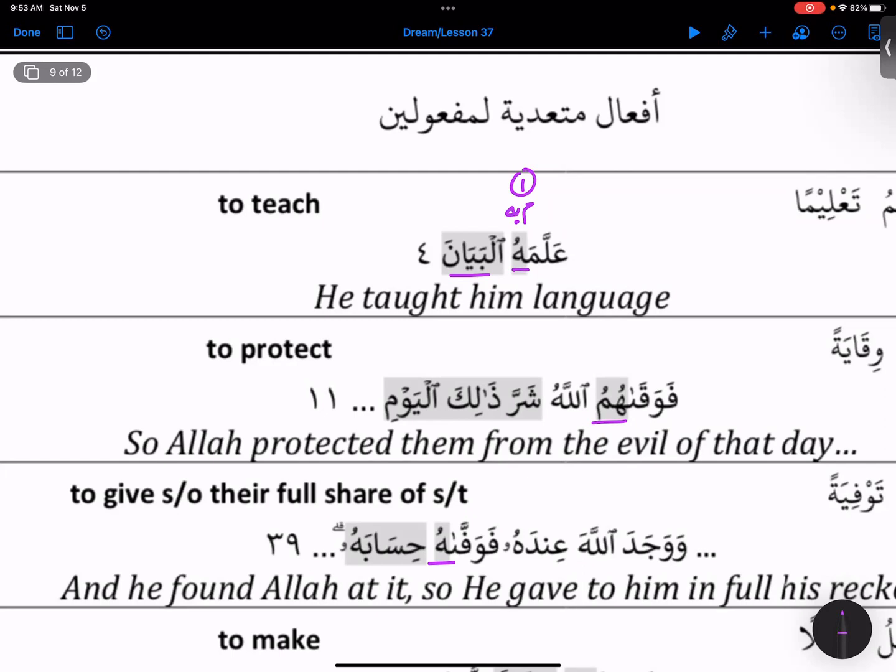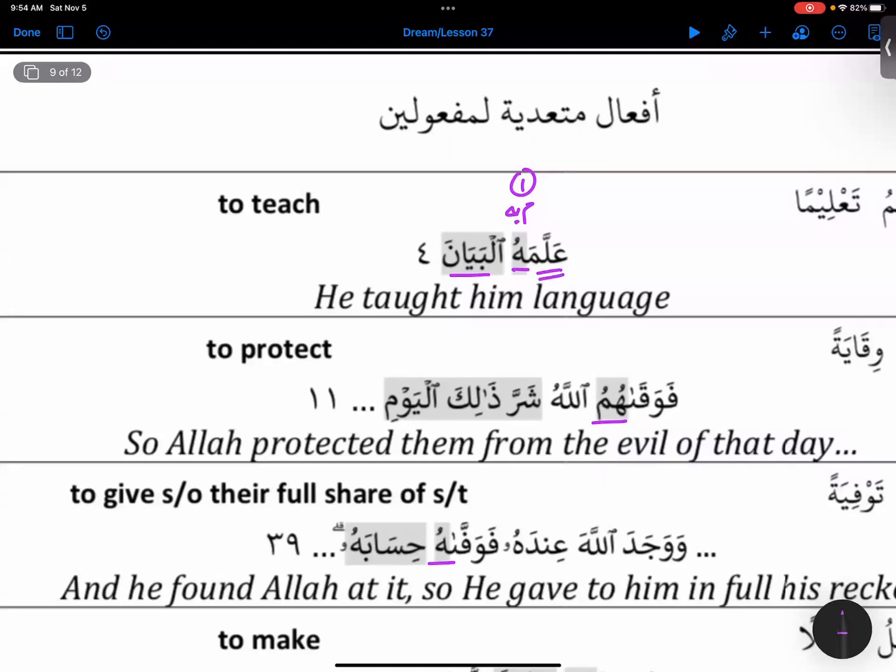We are talking about fail mutaddi, and fail mutaddi can be categorized into many different kinds. One kind of mutaddi can take just one maful, right? The other kind can take two mafuls, and there are even more. Some fail mutaddi require more than two mafuls, right? But here we are talking about fail mutaddi that takes two mafuls, and this is the example.